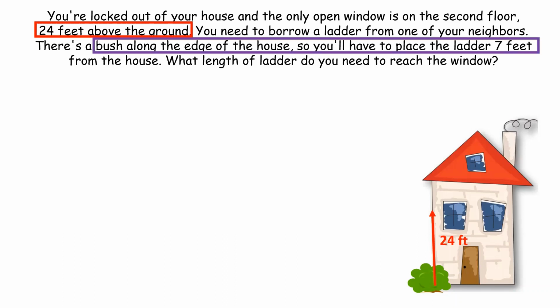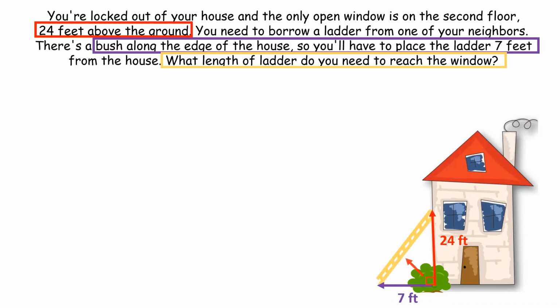We also know that there is a bush along the edge of the house, so we'll have to place the ladder 7 feet from the house. We'll draw an arrow to represent the 7 feet distance from the house. We will place our ladder and we will find out how long the ladder will need to be.